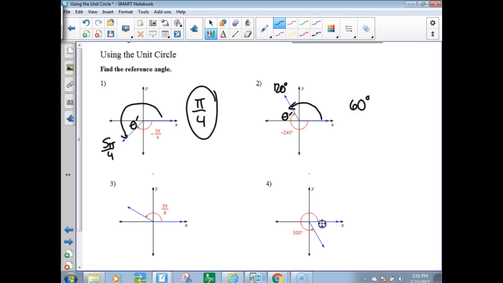It would be completely marked wrong. You cannot have a reference angle that is negative. No negative reference angles, always a positive. I'm very glad you asked that. Can't be negative. A reference angle is always positive, and I told you that.